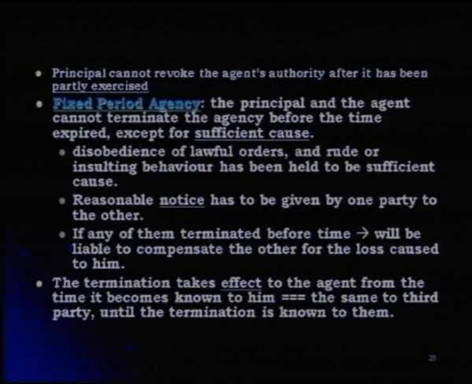The second situation in which I would not be able, as a principal, to terminate the agency is if we have a fixed period agency. And most likely, in most cases, we have a fixed period. What does it mean, fixed period? Time limit? 6 months, 2 years. Fixed time, fixed period. We specify the time exactly. How long you're going to be working for me as an agent?